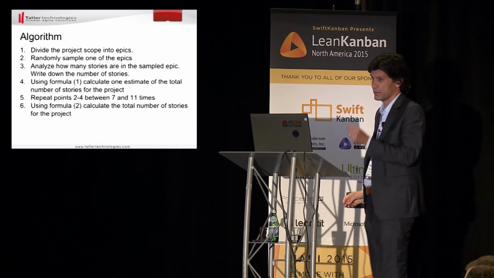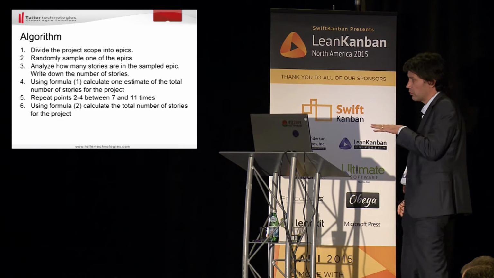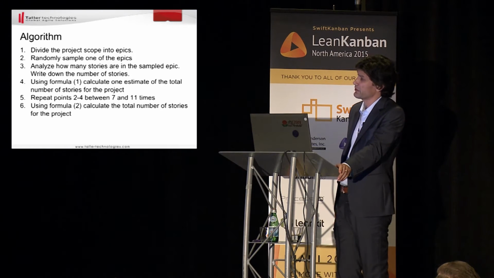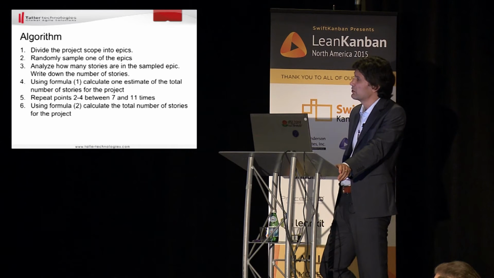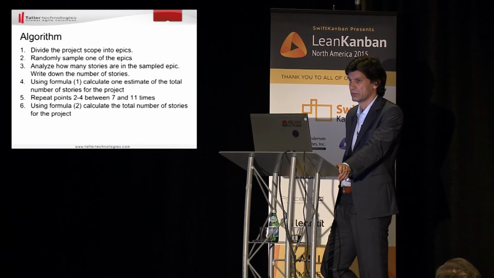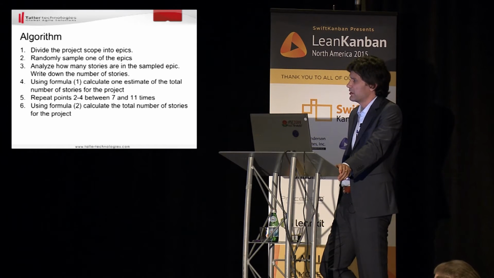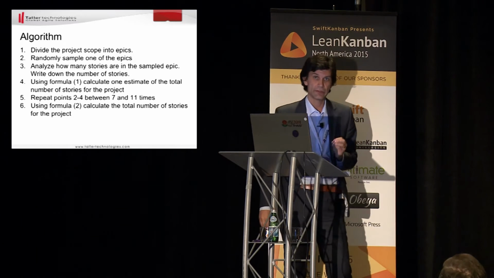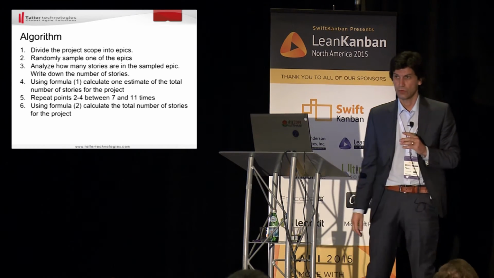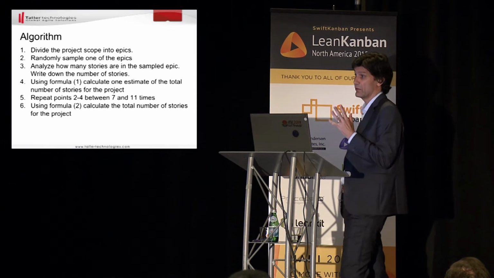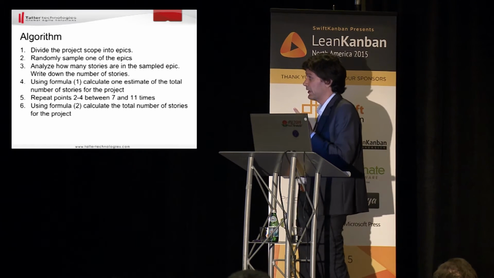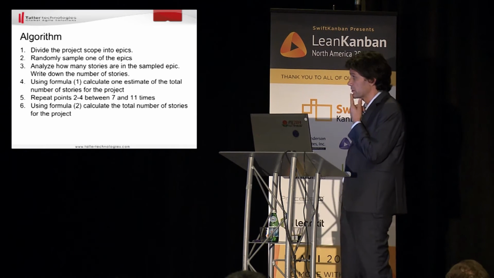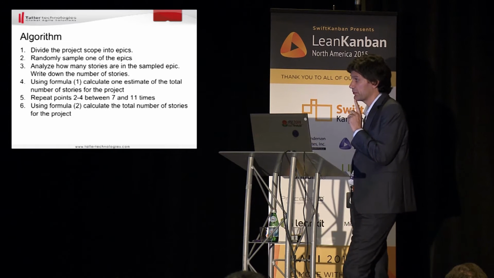So here is the algorithm. Again, I'll go quickly through this because it's not a math-like presentation. First step, what we have to do: we have to divide the project scope into epics. Second step, we randomly sample one of the epics. And randomly is the critical word here. We have to sample at random. We sample one of the epics. Let's say we have 12 or 20 or 100, we sample one. And then we break down this particular epic, only this epic, into user stories. And we write down the number of user stories.